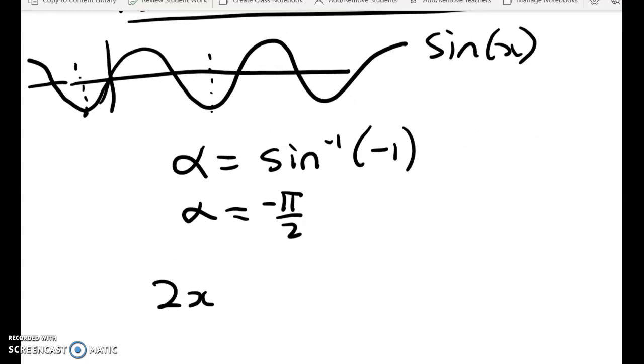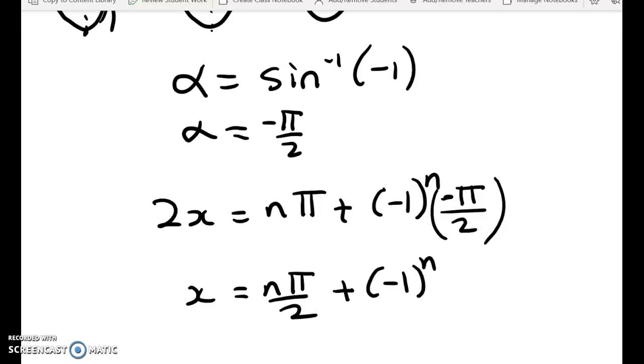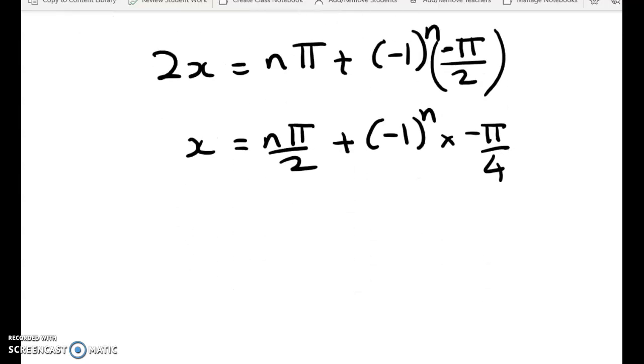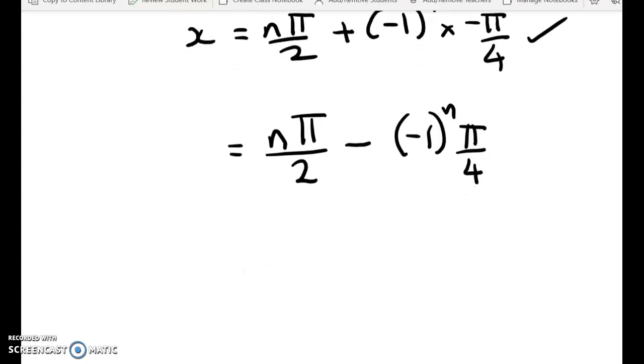That means that 2x is equal to n pi plus negative 1 to the power of n times alpha, which is negative pi on 2. So x is equal to n pi on 2 plus negative 1 to the power of n times negative pi on 4. So that's fine, or we could rewrite it more cleanly as minus negative 1 to the power of n times pi on 4.